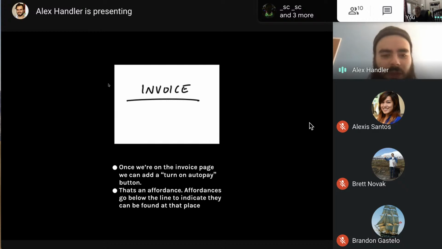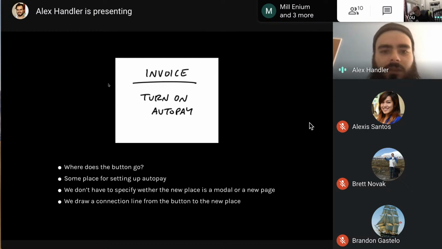Once we're on the invoice page, we can add a turn on autopay button. That's an affordance, right? That's an action. Affordances go below the line to indicate that they can be found at that place. So we have the place invoice, the underline, and then the affordance underneath. Our affordance here is turn on autopay. That leads to questions, where does this button go?